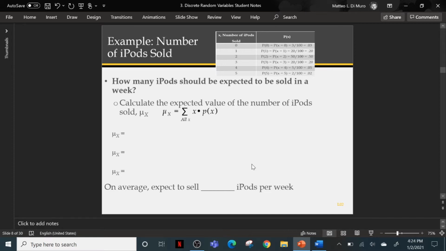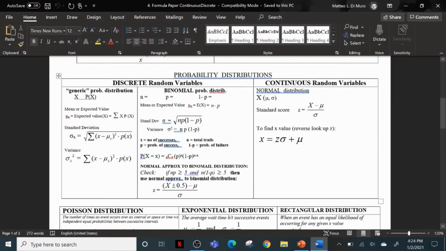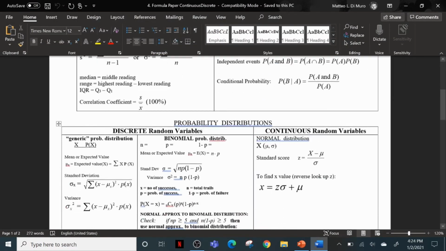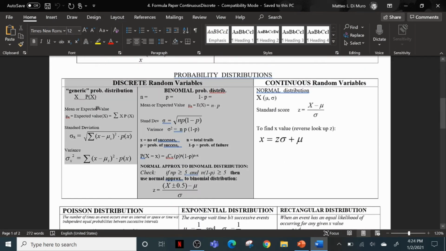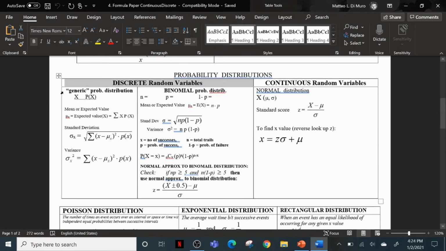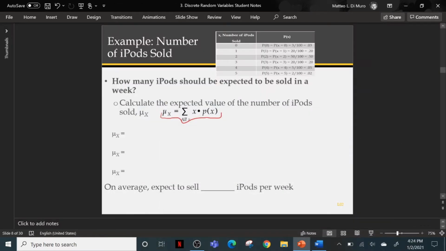So here's that number of iPods sold table again. And we're just going to ask the question, how many iPods should be expected to be sold in a week? I'm just reminding you here that here's your little formula. I'm obviously not going to do that on an assignment, but I will remind you that I've created a formula sheet and I update it week to week as we go along so it doesn't get too overwhelming. And over here, you're going to see the heading discrete random variables, and you'll see the formulas that we'll be covering today. So that's pretty handy. Make sure you're familiar with what the formula sheet looks like, and keep it with you, put it on your fridge, keep it with you at all times.